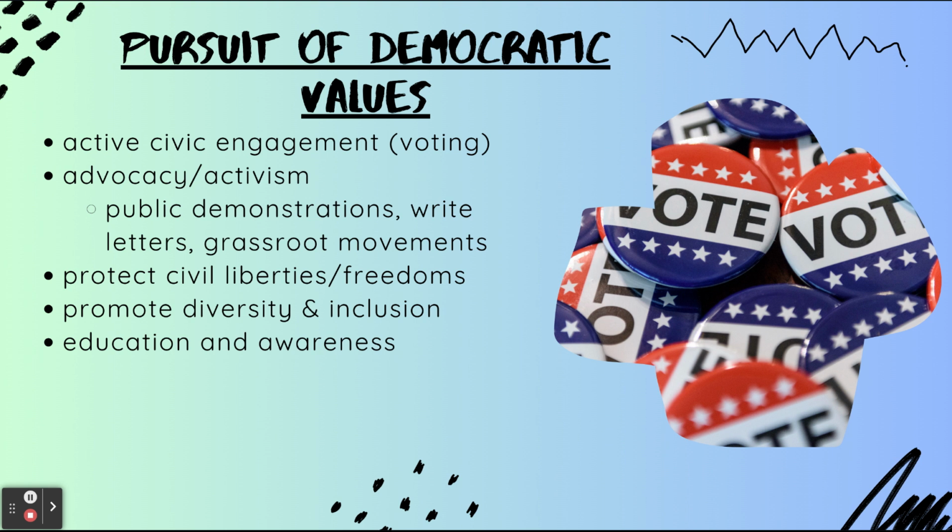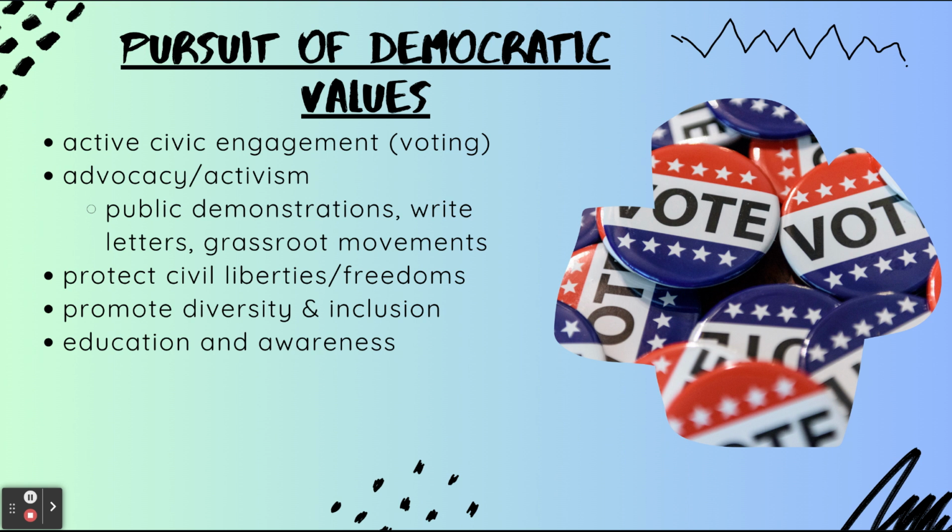The second one is advocacy and activism. These are people coming together to stand up for specific rights or fight for the extension of rights. This can be public demonstrations such as marches or peaceful protests. They can write letters to their representatives if they want a specific law changed or introduced. Grassroots movements are basically starting programs small and growing them up. That's what grassroots by definition means.